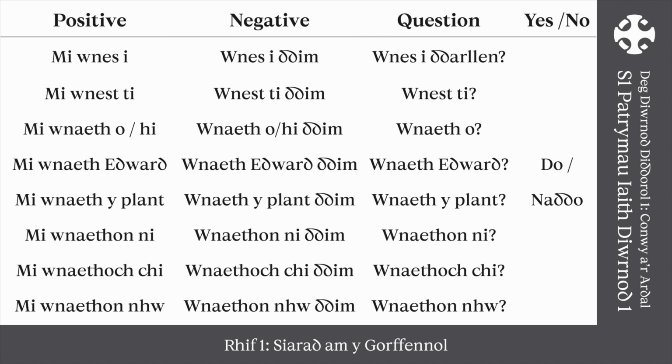Gwneud in the past tense. I did. You did. Mi wnes i weld. Mi wnes ti. Mi wnaeth o. Mi wnaeth hi. Mi wnaeth Edward. Mi wnaeth y plant. Mi wnaethon ni. Mi wnaethoch chi. Mi wnaethon nhw.